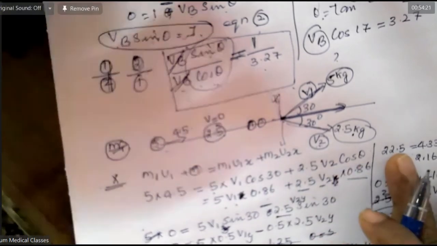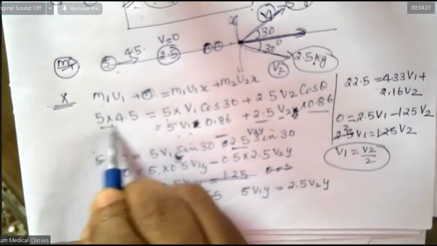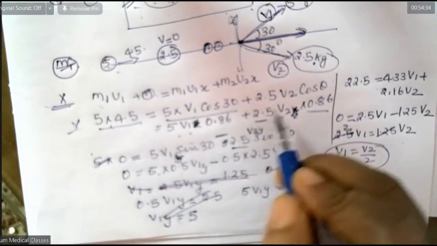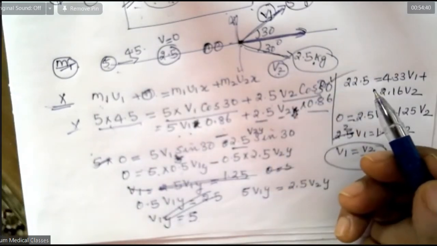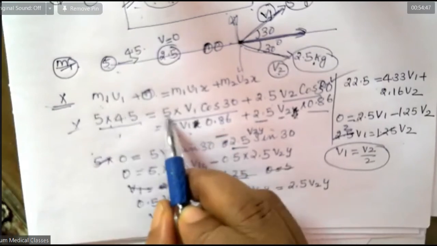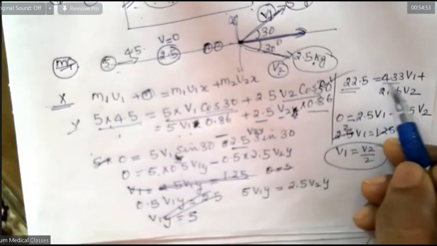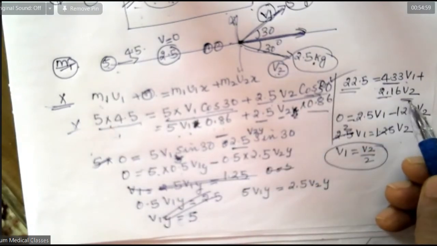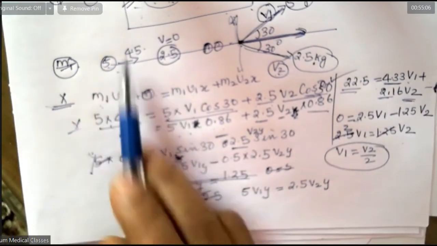Okay, look here. I will tell you these steps, then you do it at home. Did you get this equation? 5 into 4.5, when you take the x direction, is equal to 5 v1 cos 30 plus 2.5 v2 cos 30. Did you write this? Which is equal to, 22.5 is equal to 5 cos 30 is 4.33 v1 plus 2.5 cos 30 is 2.16 v2. Equation 1.